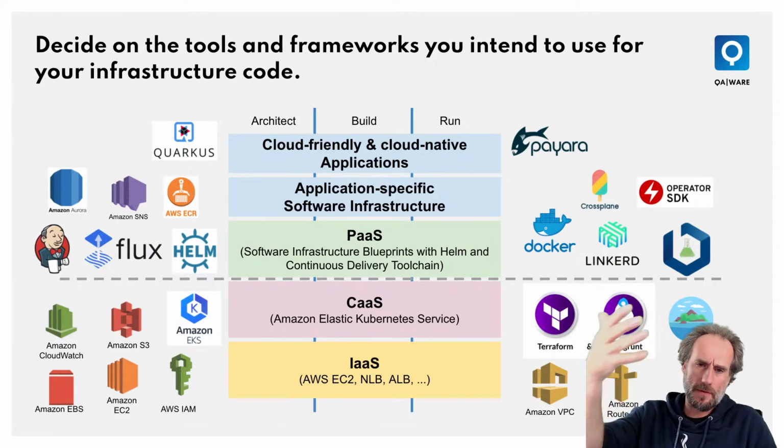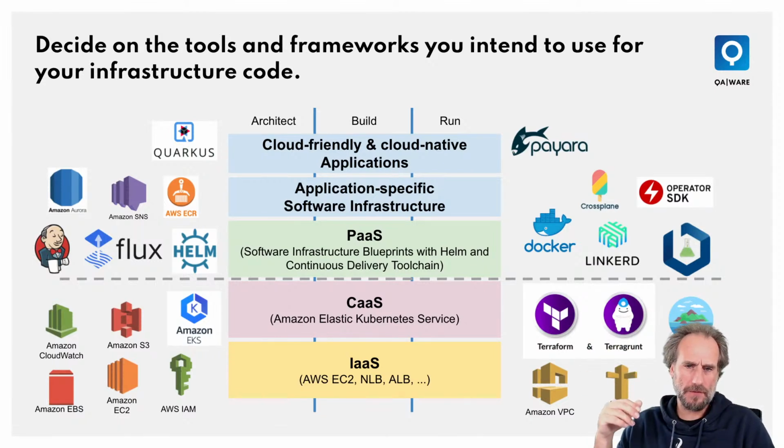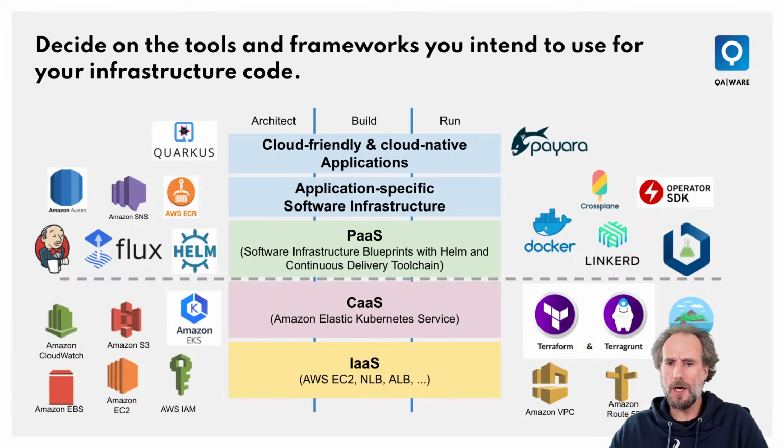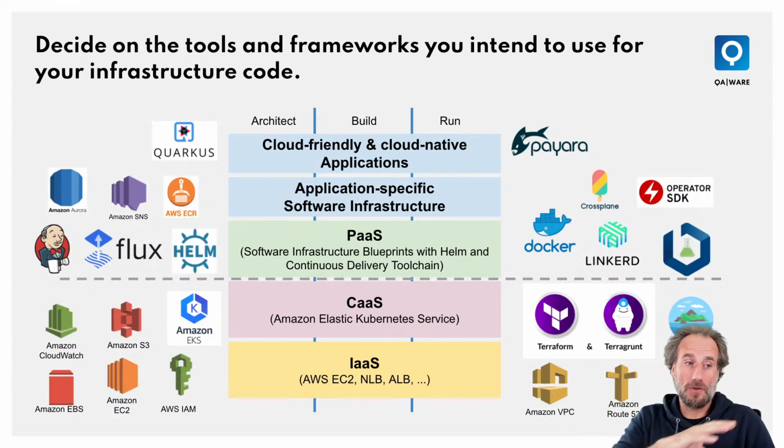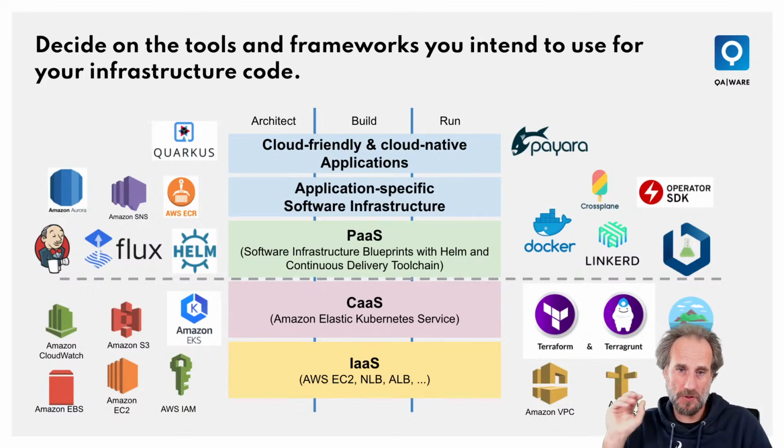And then next layer up, a platform as a service. So how do you deploy software to your Kubernetes cluster? Do you choose Helm? What is your GitOps workflow? Do you use Argo CD or do you go with Flux? Do I need a service mesh? Do I need sealed secrets? Maybe you have a look at Crossplane, Operator SDK. So all those application layer level infrastructure components, those application specific software infrastructure that your application then needs.